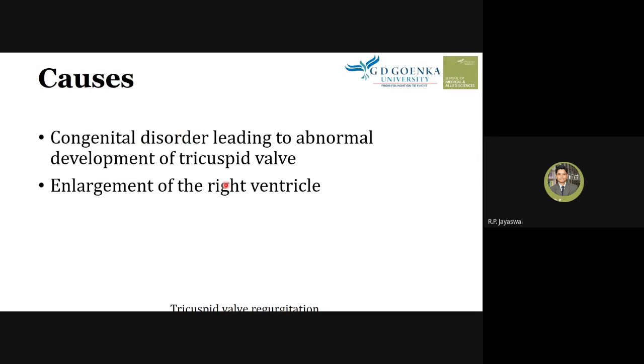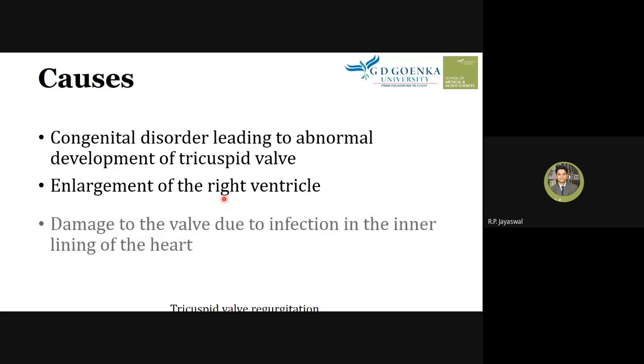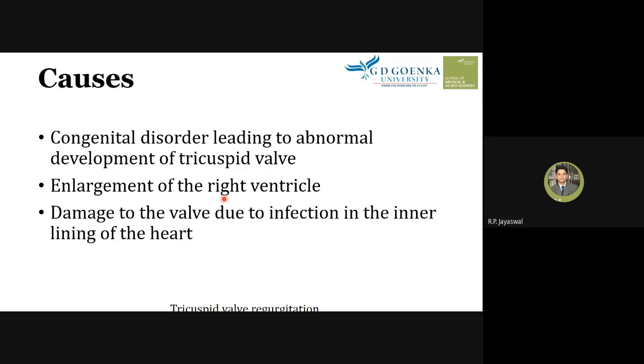Enlargement of the right ventricle. When there is an enlargement of the right ventricle, this kind of condition also arises. Damage to the valve due to infection in the inner lining of the heart. The infection in the inner lining of the heart can damage the tricuspid valve, and this leads to the regurgitation process.